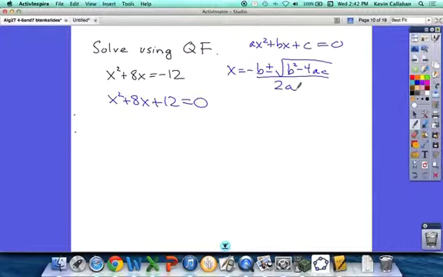Well, what are the a, b, and c in this equation? What is the a? Again, if you don't see a number there, it's 1. So a is 1. What is the b? 8. And the c? c is 12. Don't write 1x squared or 8x, it's just the number. So now let's plug these three numbers into that formula. x equals negative 8 plus or minus the square root of 8 squared minus 4 times 1 times 12.